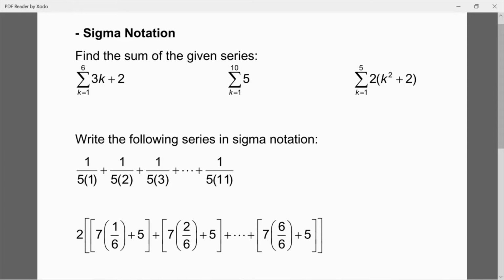Sigma notation you guys have seen before in pre-calculus, and so this is just a really quick review of how sigma notation works. And then we'll talk about how we can use this when we're doing our left hand, our right hand, or our midpoint approximations.